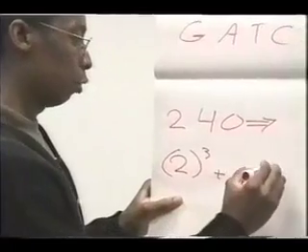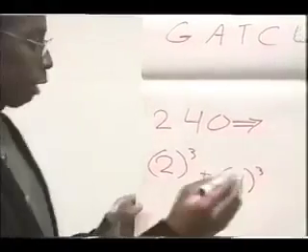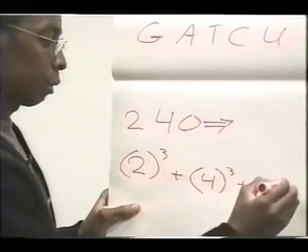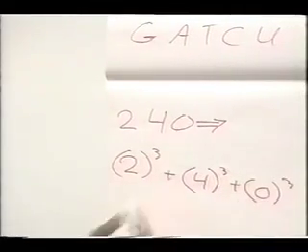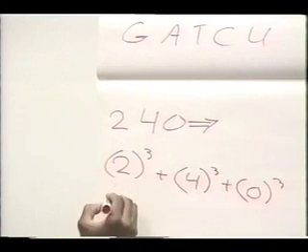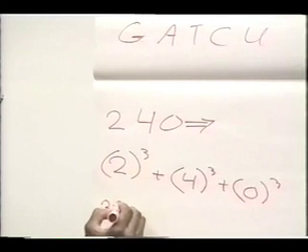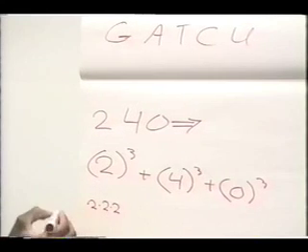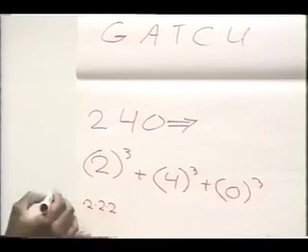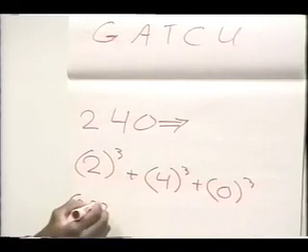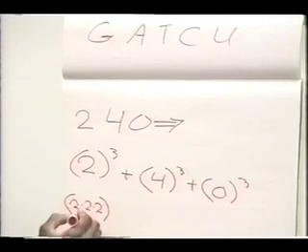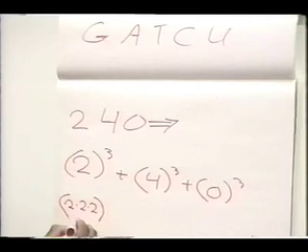4 cubed. Everybody understand? I'll write it out in here. Plus 0 cubed. Okay, 2 cubed is what? 2 times 2 times 2. I'm not saying 2 plus 2 plus 2. It's 2 times 2. 2 times 2 is equal to what? 4. 4 times 2 equals? 8. Okay, so then the first one is going to make 8.